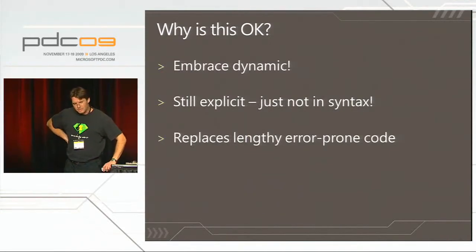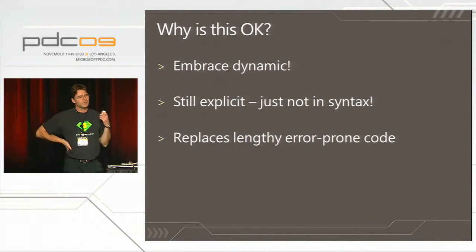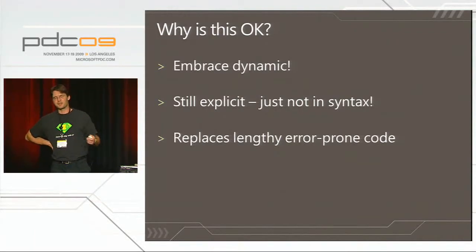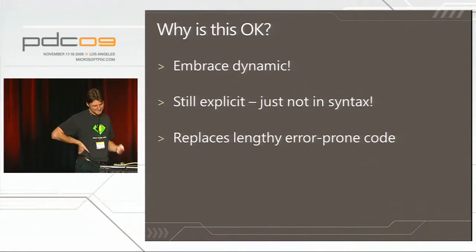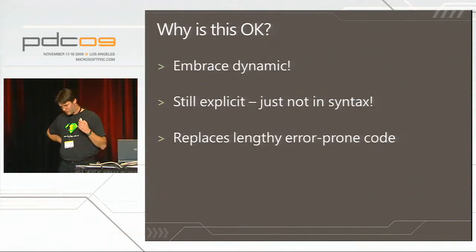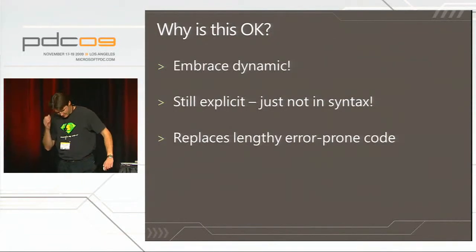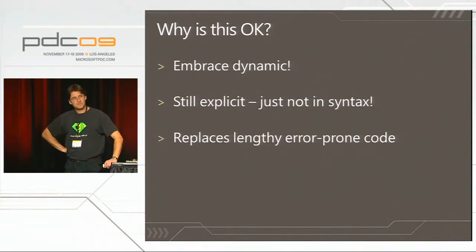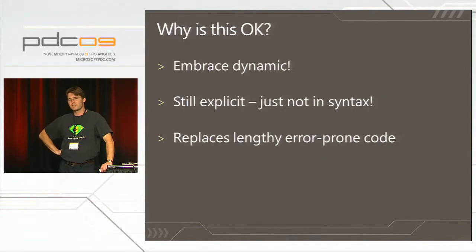I think there are a couple of things that really resonate with me here. They were kind of after-the-fact things, but I've internalized them now, so I can speak about it almost without breaking a sweat. It's still explicit in the code. Dynamicness is still explicit. It's just not in the syntax. How can it be explicit and not in the syntax?